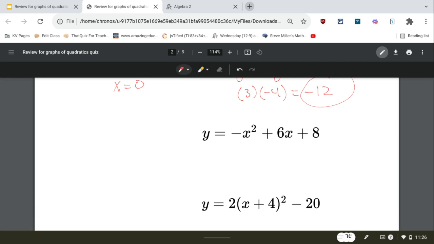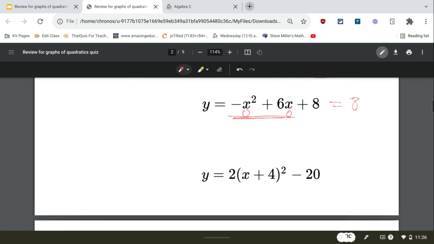All right, this one's in standard form. Again, if you plug in 0 for the x's, these two terms are just going to cancel out, disintegrate. And so you're going to be left with +8. That's your y-intercept. All right, for this one, we'll plug in 0 for x. We're going to have 0 plus 4, which is 4. And then 4 squared is 16. And then we do 2 times 16 is 32 minus 20. And we get +12. That's our y-intercept for that one.